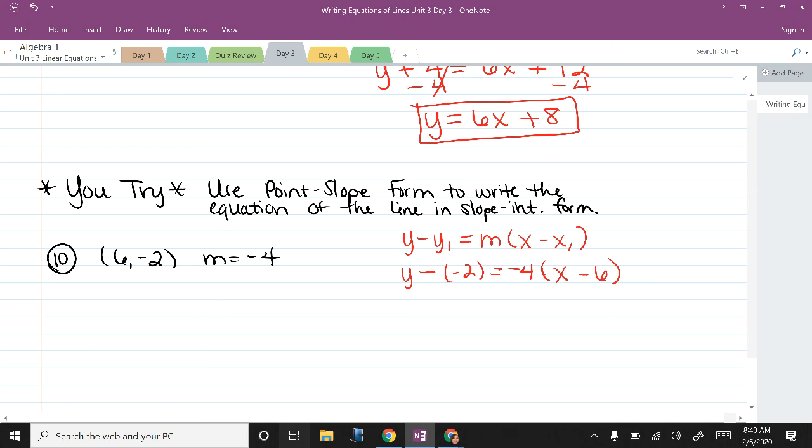Now what do we have to do? Not yet. Fix your double negatives, right? So y minus -2 changes to y plus 2. All right. Now it's in point slope form, right?